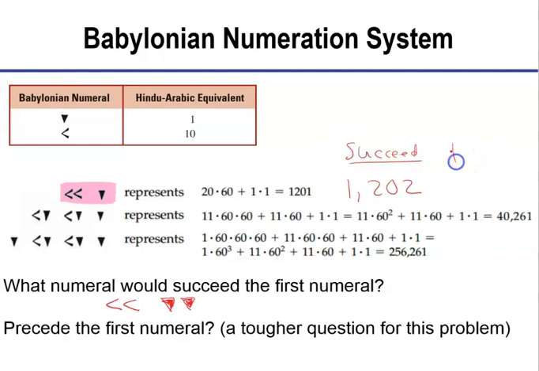What about precede, which means comes before? Now, the numeral that comes before 1,201 in Hindu-Arabic is 1,200. Of course it is, right? But how do I write that in the Babylonian numeration system? All right, well, how about we just get rid of that tick mark? So that would give me this.